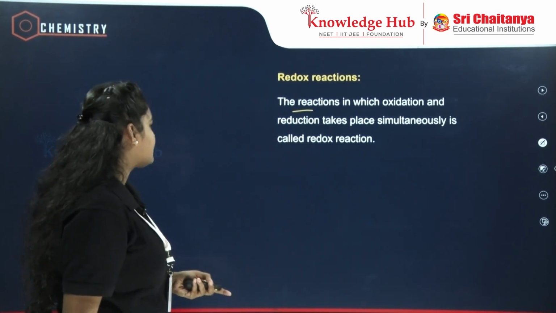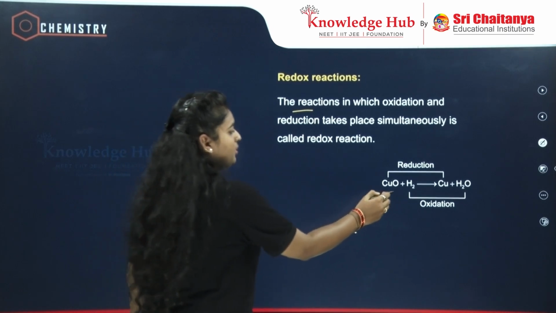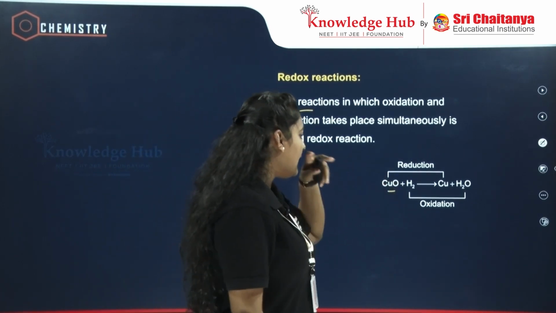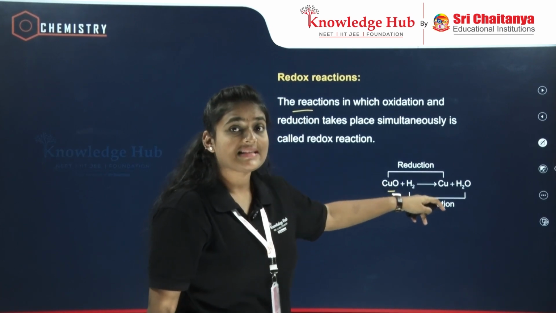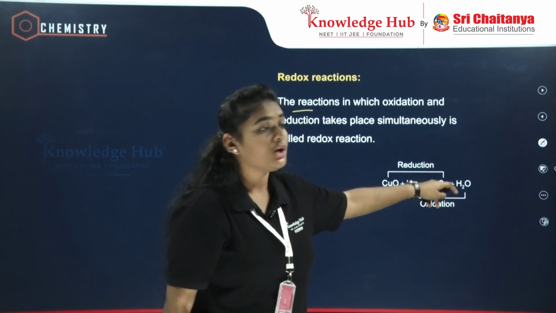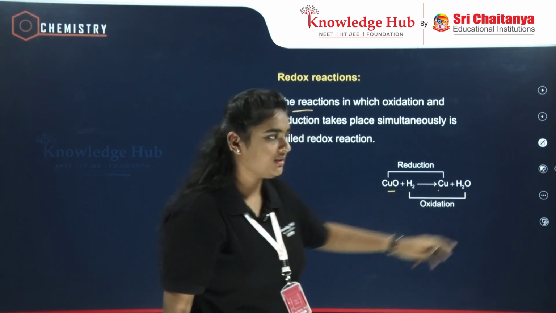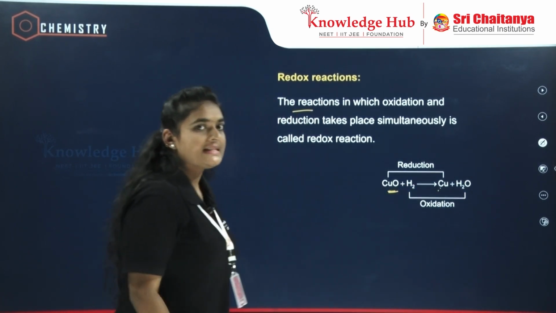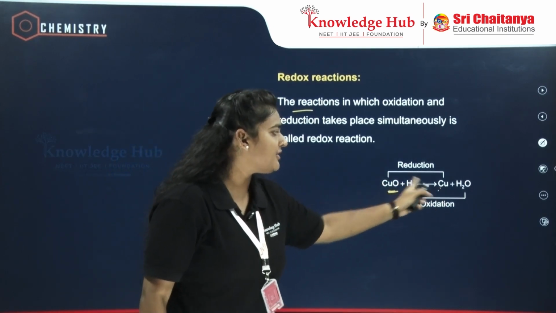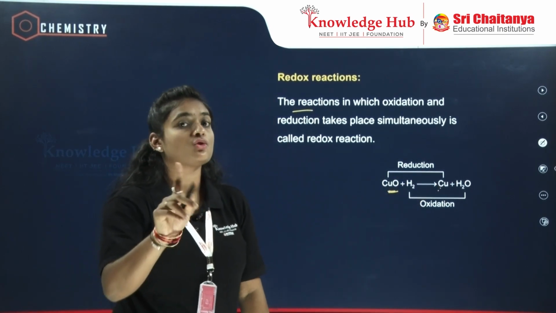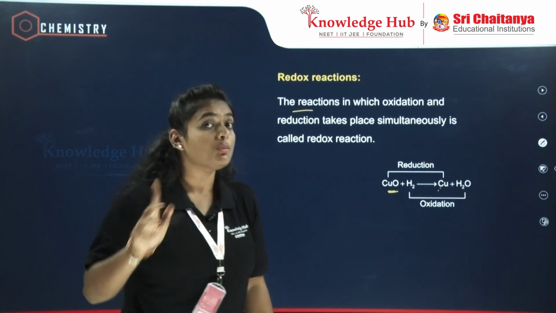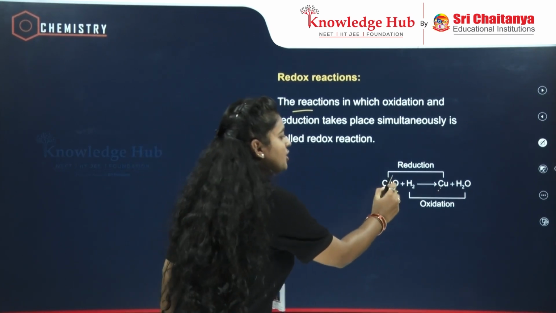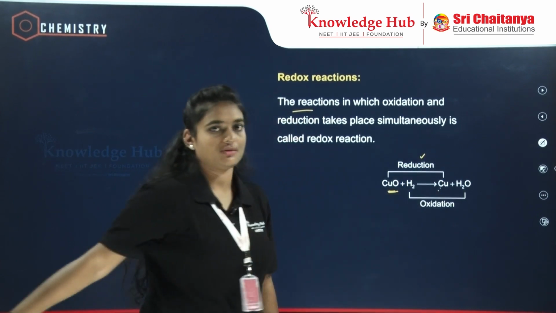Fine. So, let's see an example. What is this? Copper oxide. What's this? Hydrogen. So, copper oxide is reacting with hydrogen to form copper and water. Just check here. CuO is forming Cu. What is the difference between CuO and Cu? There is no oxygen. That means removal of oxygen. What is removal of oxygen? Reduction. So, CuO to Cu is reduction.